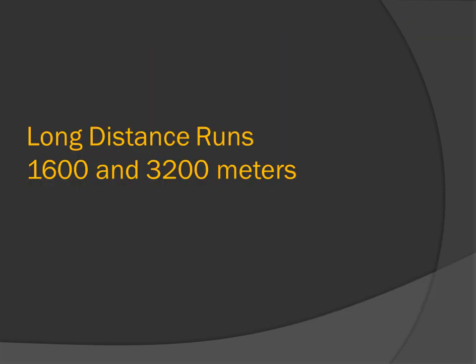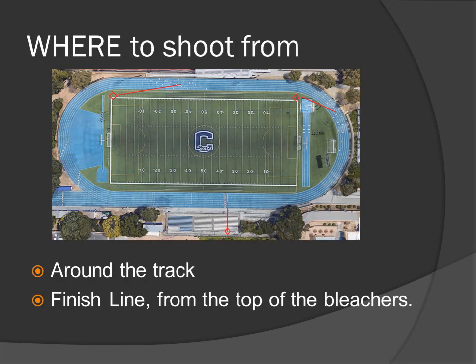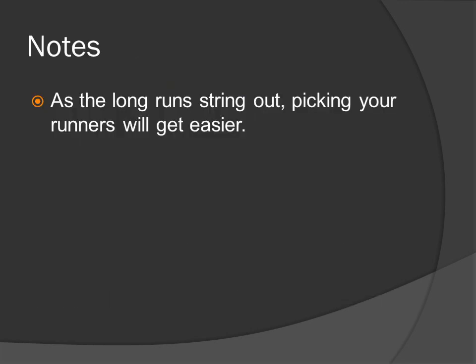Long distance runs: 1600 and 3200 meters. Where to shoot from: finish line from the top of the bleachers and on the track as indicated by the red diamonds. Note: as the long runs string out, picking your runners will get easier as opposed to picking them out in a big mass.